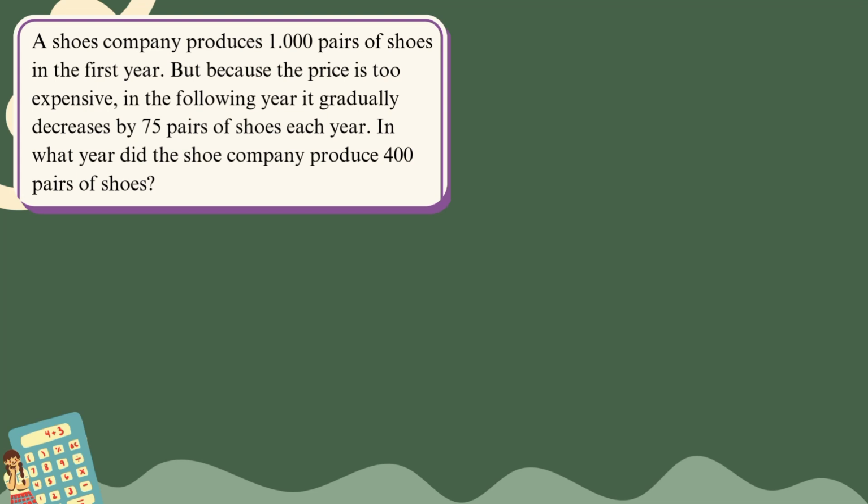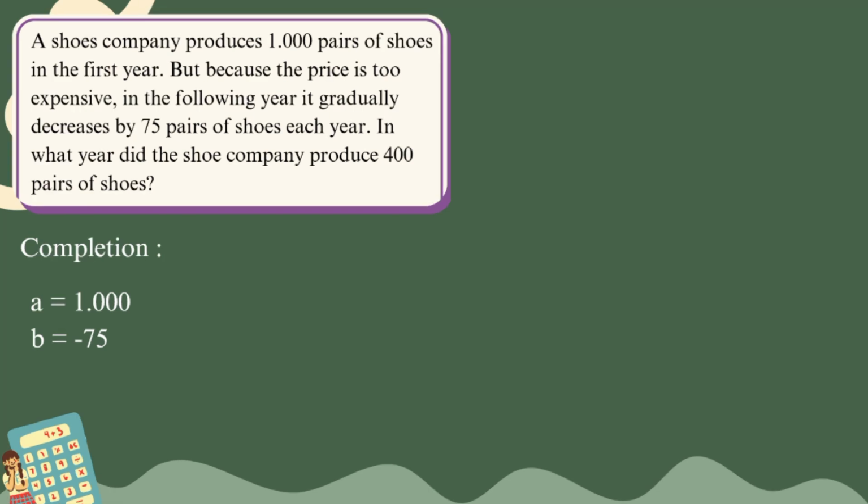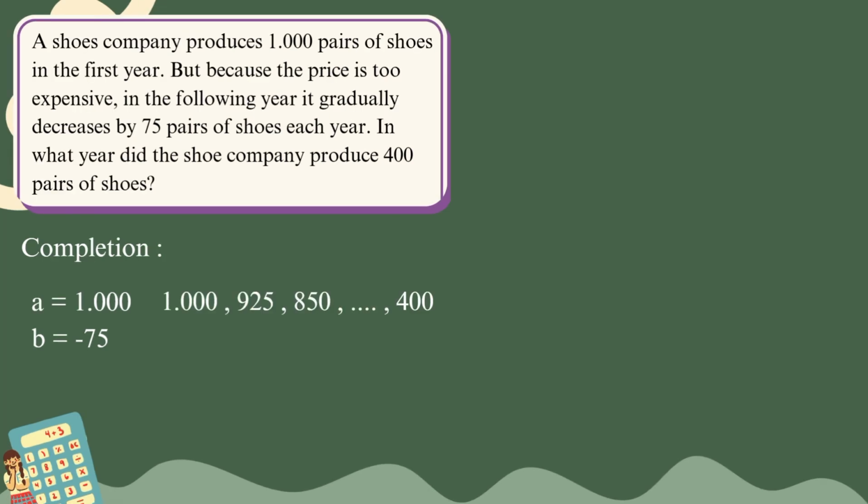In what year did the shoes company produce 400 pairs of shoes? The completion: unknown A is 1000, B is minus 75. If made into an arithmetic sequence, it becomes 1000, 925, 850, up to 400, with 1000 is sub 1, 925 is sub 2, 850 is sub 3, until 400 is sub n.